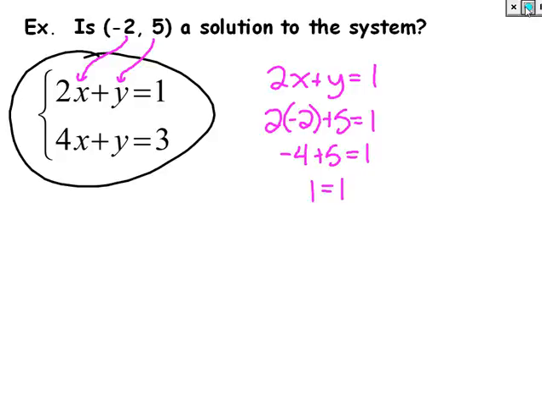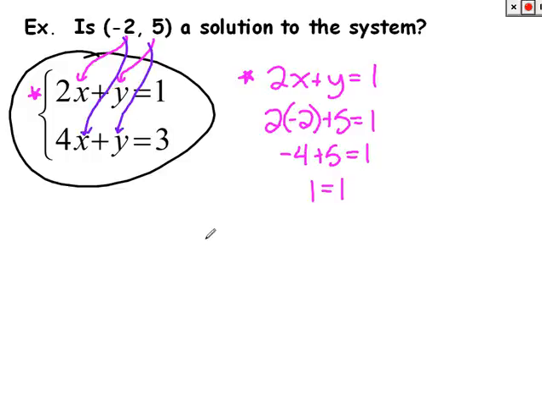So to determine if -2,5 is a solution to the system, I'd want to plug in -2 for x and 5 for y. So I have done that for the first equation. The work is shown here. And if I go through, does 1 equal 1? Yeah, this is a true equation. But I also need to check it for the other equation.